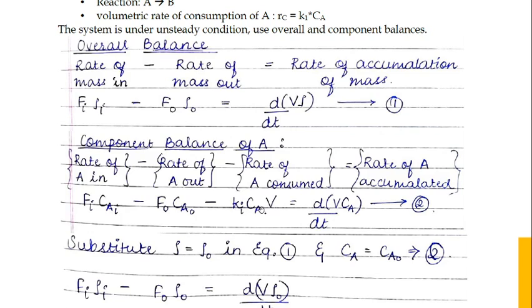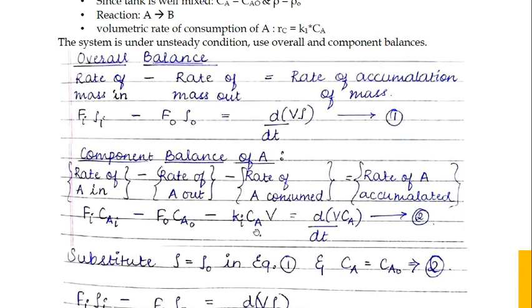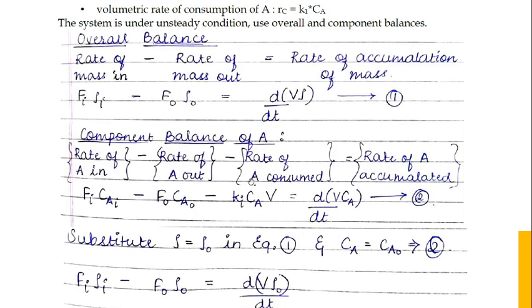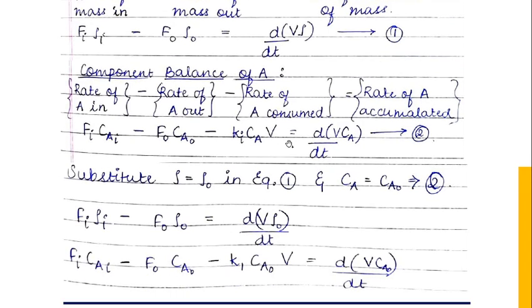If you have a zero order reaction, then you would have written K, because the rate of reaction for zero order is R equal to K. It's a constant, right? Similarly, for second order, you will write K CA square. So depending upon the order of reaction, this particular term will change as K, K CA or K CA square, depending upon whether it is zero, first, or second order. For the time being, let me go ahead with the first order reaction.